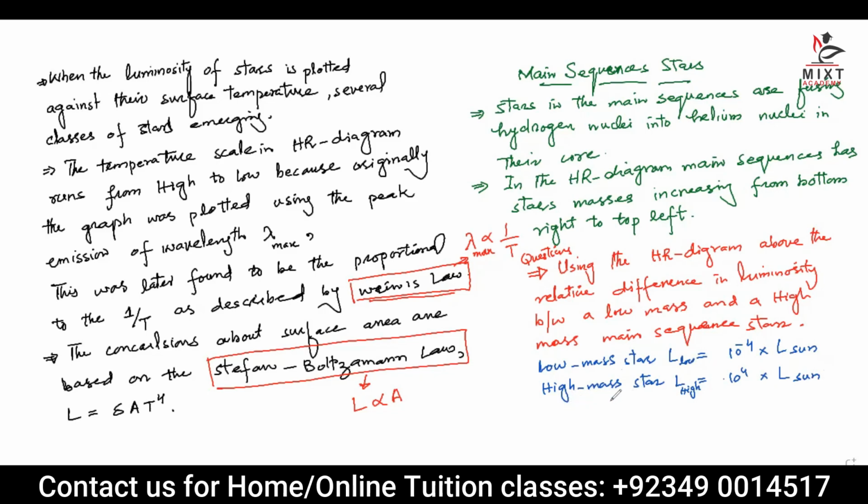So now you find the relative difference. How are you going to find it? 10 raised to power minus 4 luminosity of sun divided by 10 raised to power 4 luminosity of sun. So you will get 10 raised to power minus 8, or you can write it in word form. If this is plus and this is minus, then you can find positive 8.